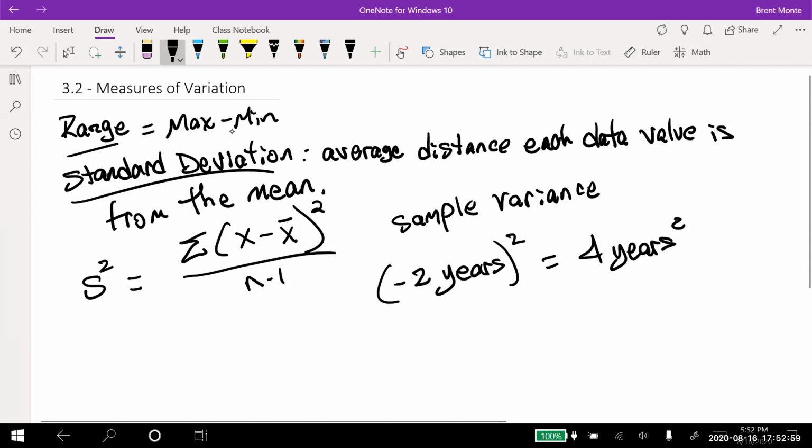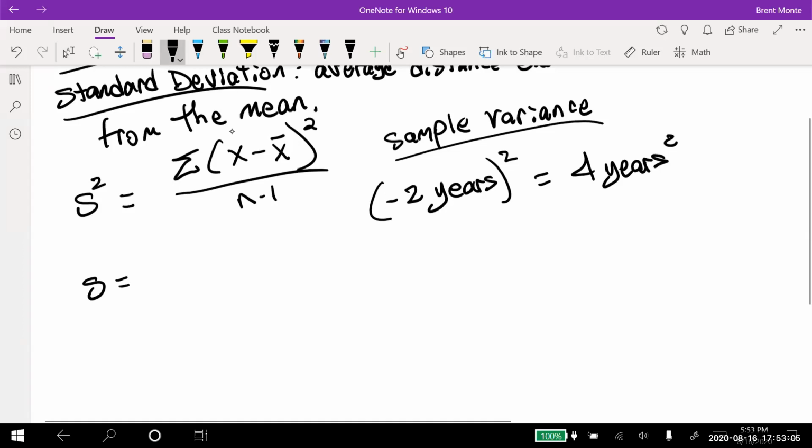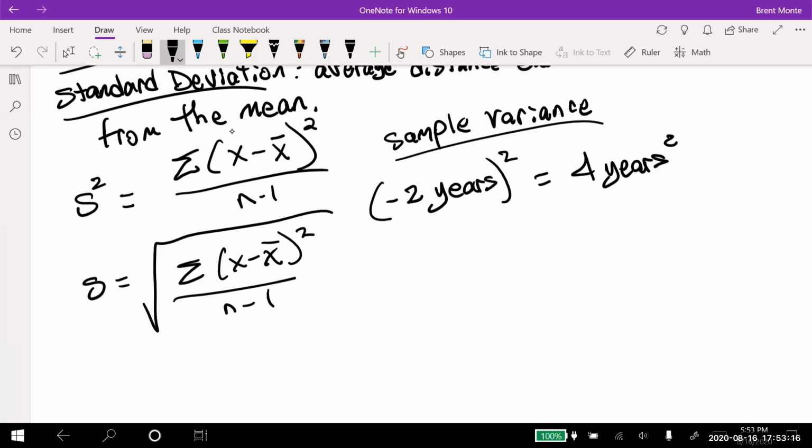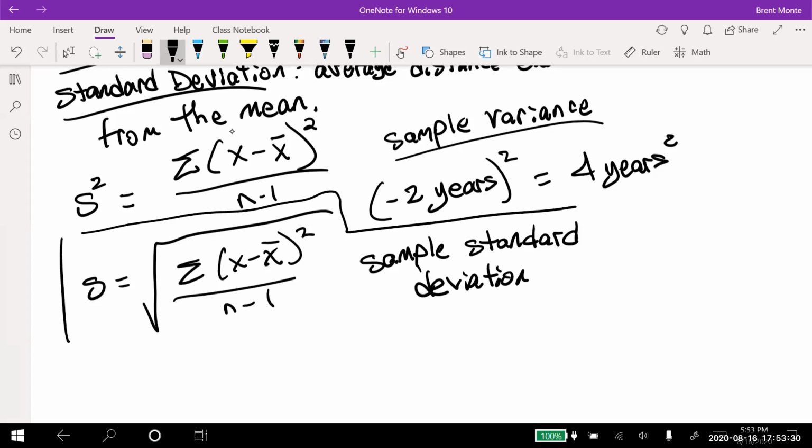So what we do instead of the sample variance, S squared, is look at what they call the sample standard deviation. To get rid of that square, we just take the square root of this sample variance. Now that is the sample standard deviation. And remember, what it represents is how far on average each data value is from the mean. Okay, so that's our sample standard deviation.